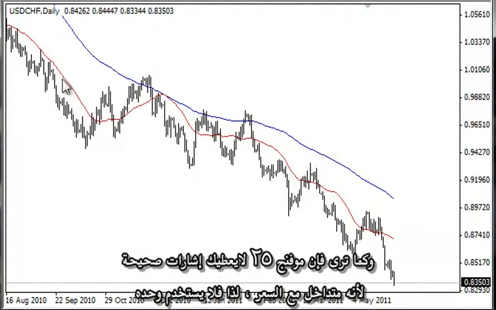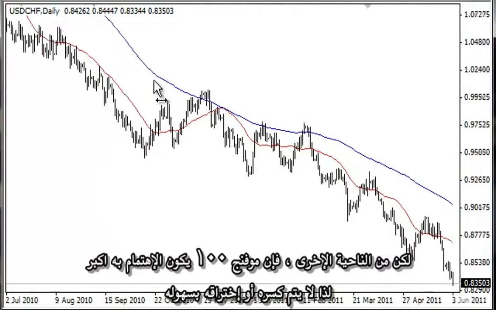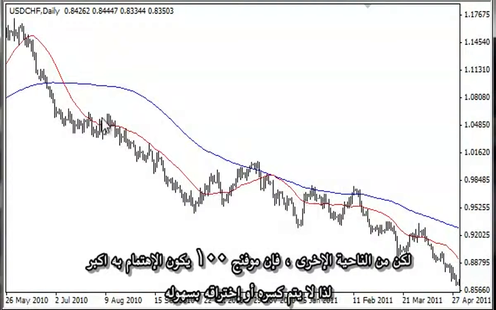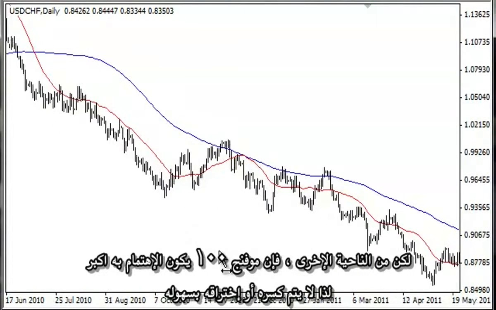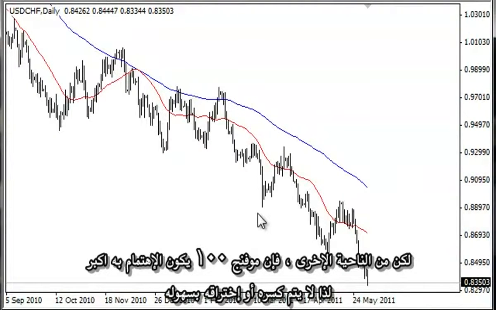As you can see, the shorter moving average tends to get chopped up a little bit if you were to just use it on its own. The price goes in and out of the 25, above and below it pretty quick. But the 100, on the other hand, takes much more information into account, and therefore it takes a lot more to be broken, much less crossed over.